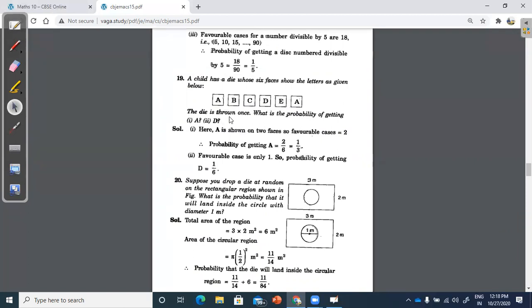And what is the probability of getting D? The probability of getting D will be 1 out of 6.